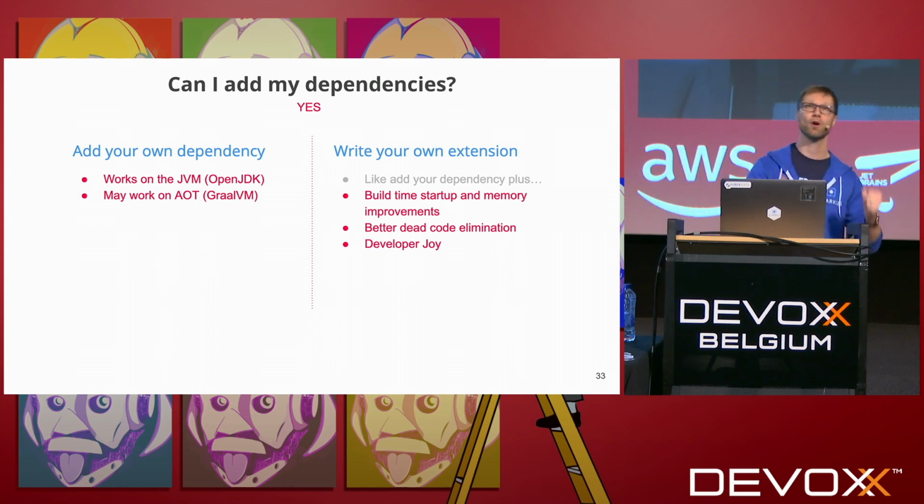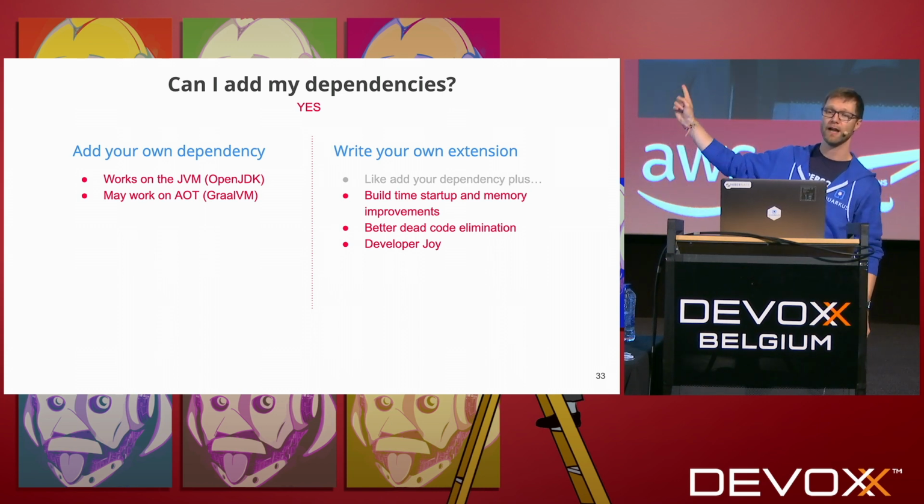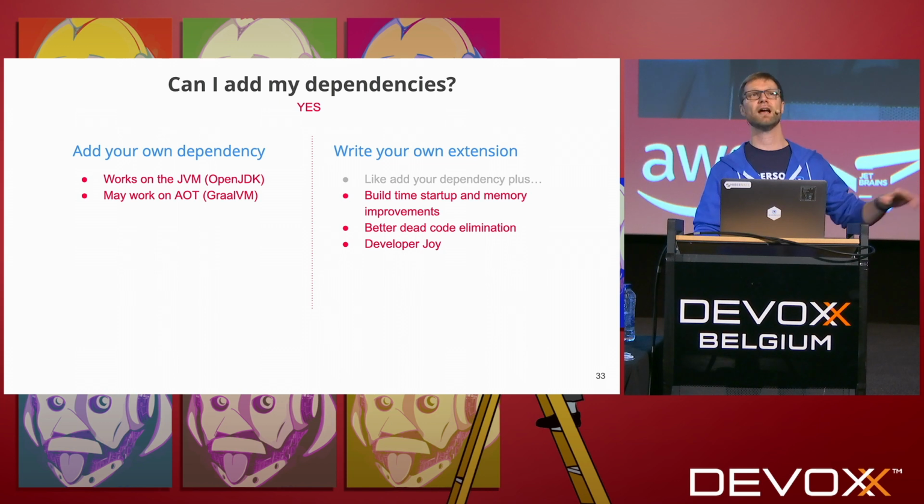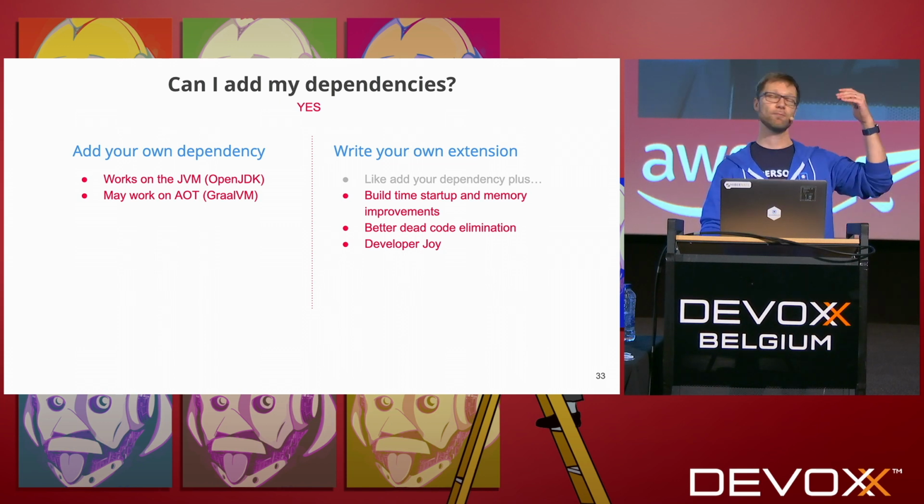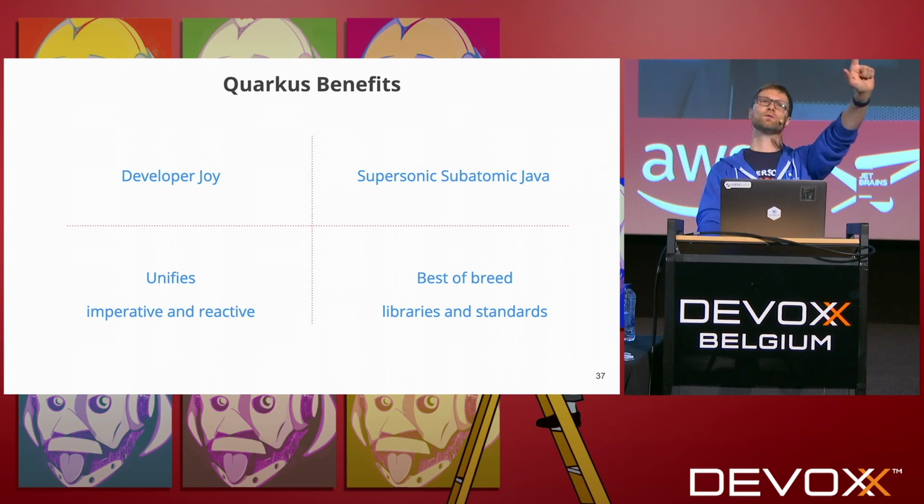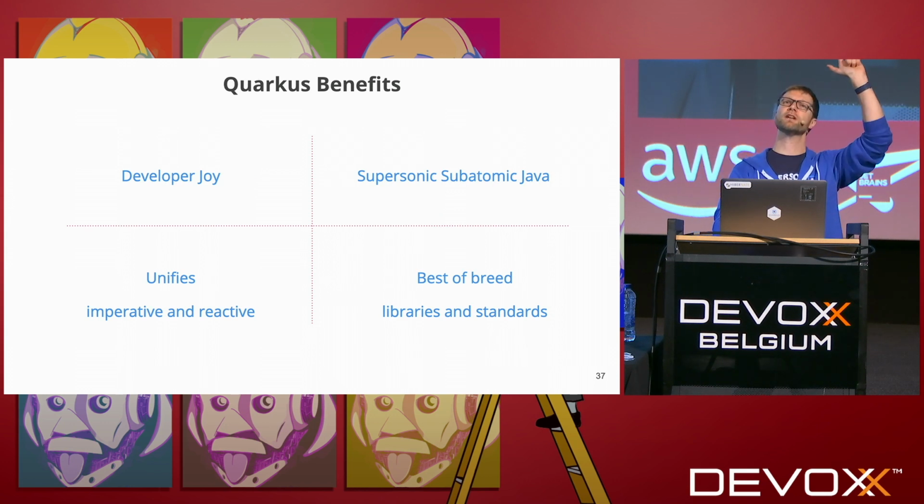They actually do a lot of work at build time. Remember the memory optimization? This is the build time work. We help the dead code elimination and the whole developer joy, rapid deployment. This is also massively helped by the extensions. Same for the configuration file. So developer joy, supersonic, super low memory usage, super fast startup time.